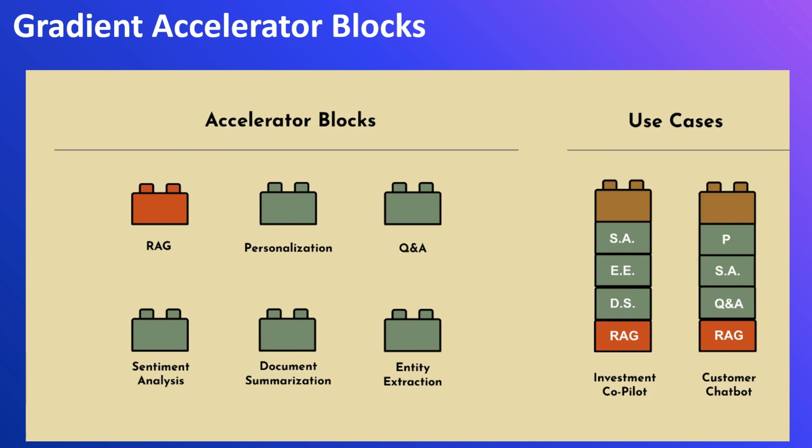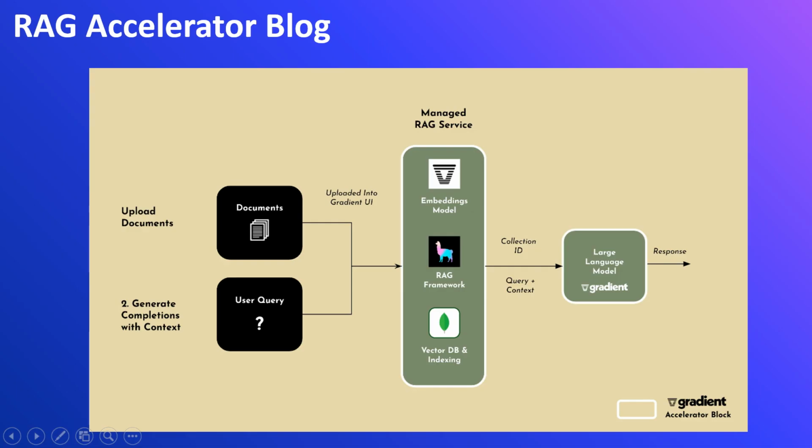Gradient has released a new tool called the accelerator block for RAG. It's designed to make AI models work better and more accurately by using Retrieval Augmented Generation, or RAG. This tool combines Gradient's advanced language models and special data formats along with MongoDB Atlas vector search for managing complex data and Llama index for data integration.